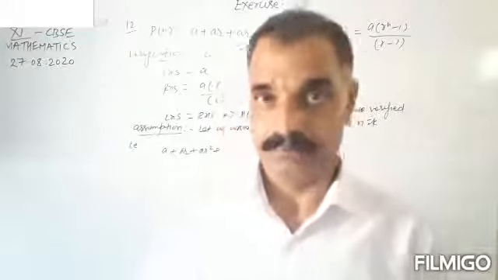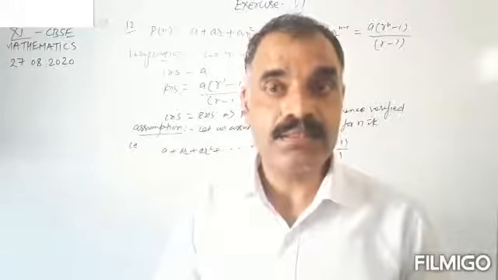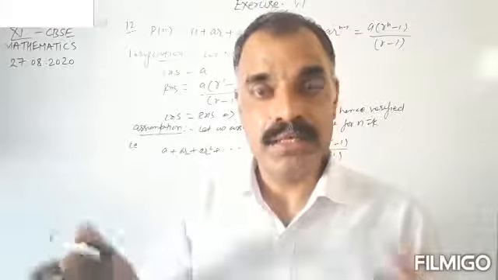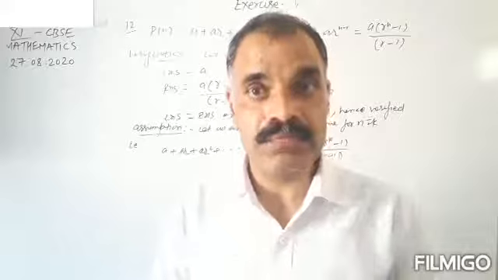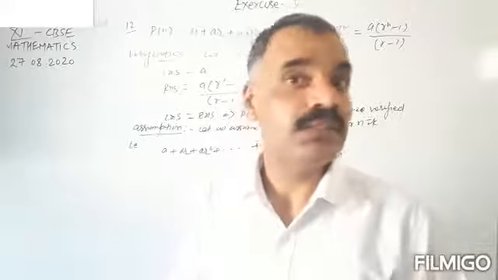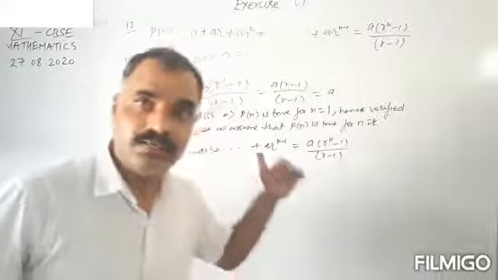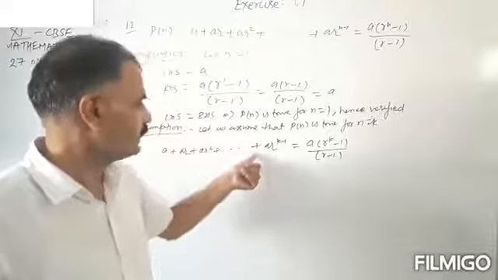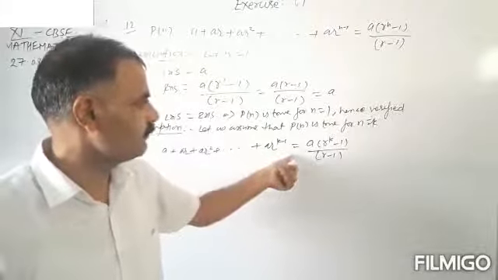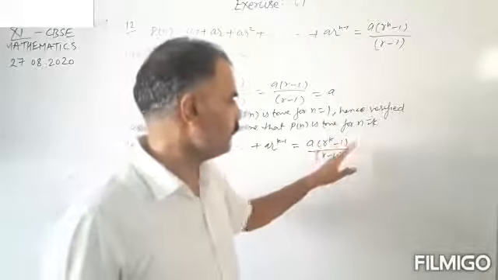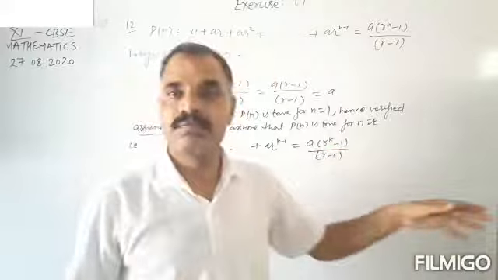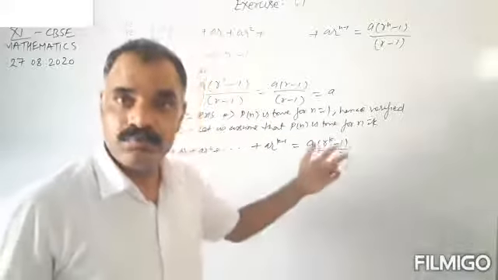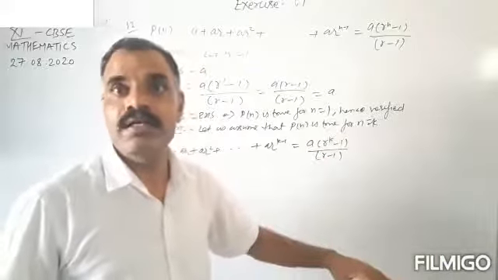What does it mean? It means the given statement is true up to the kth term. From the first term to the kth term, the given statement is true. So we write down the true statement, that is a plus ar square plus and so on plus ar to the power k minus 1 equal to a(r to the power k minus 1) upon r minus 1. This is true. Now we will use this statement in the induction step.